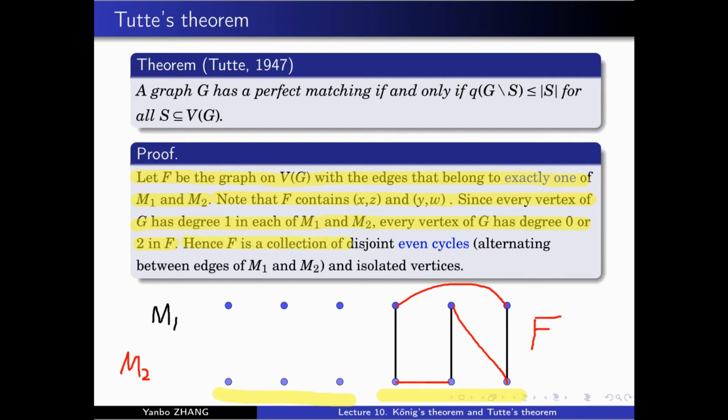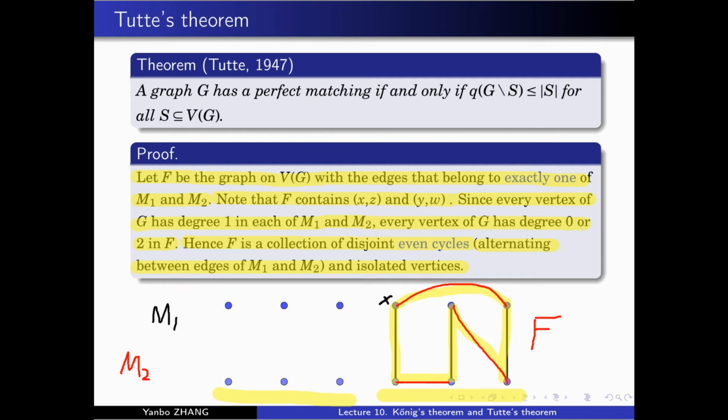Hence, F is a collection of disjoint even cycles, alternating between edges of M1 and M2, and isolated vertices. Here F contains a cycle of length 6. F contains no odd cycle because the edges are alternating between M1 and M2. This edge is in M1 and this edge is in M2, M1, M2, M1, M2. So it's an even cycle.